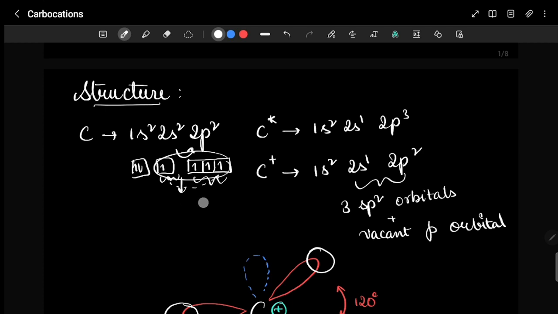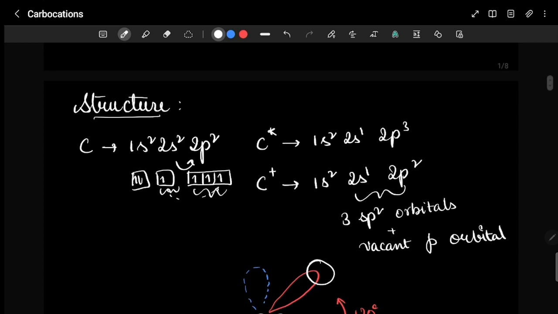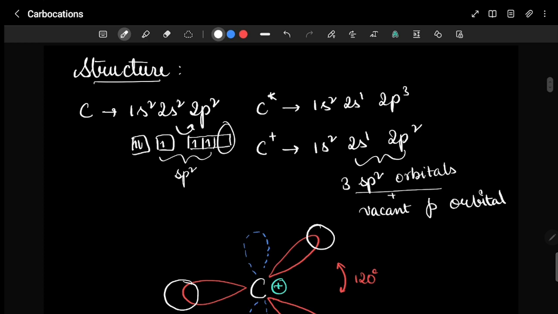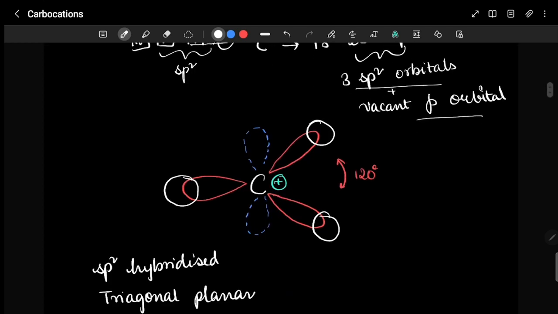But the catch comes here: carbocation is positively charged, so it does not have one electron. One electron was taken by some other element. Now it has three orbitals with electrons and one empty orbital. These three would combine to form sp2, s1 p2, and then one p orbital is left empty on carbon. So sp2 is planar geometry. Three sp2 orbitals are formed and one vacant orbital is left with carbon. It looks something like this.